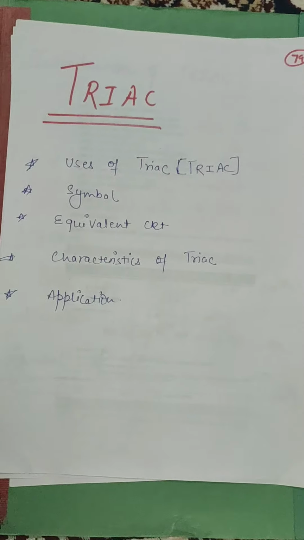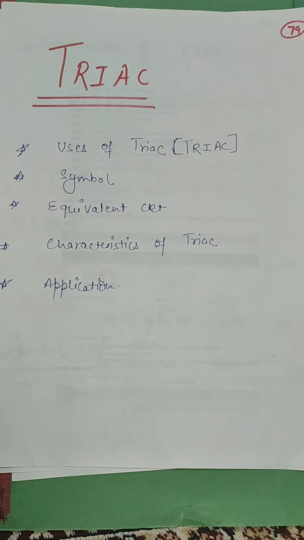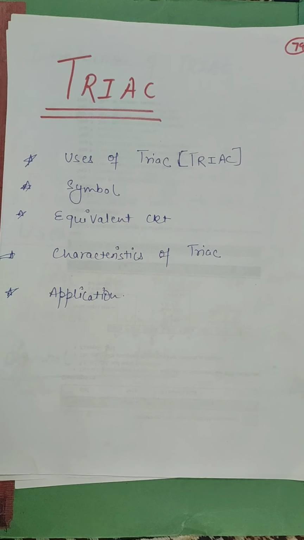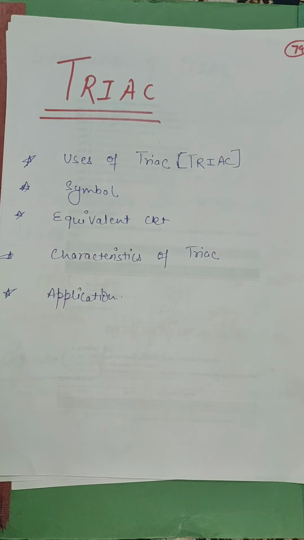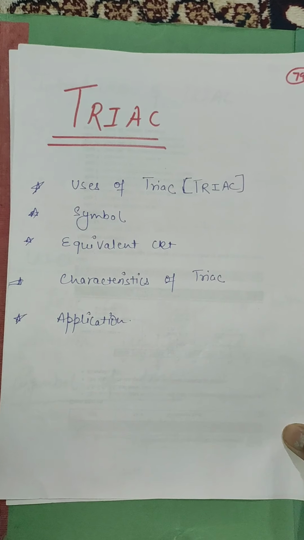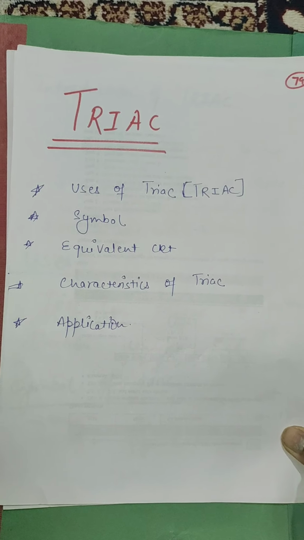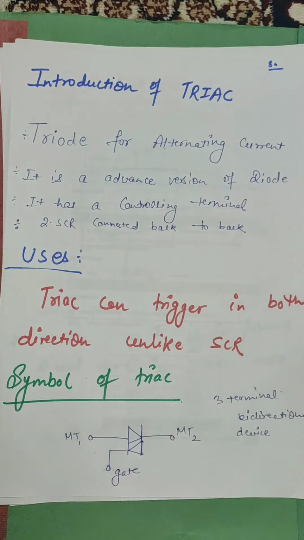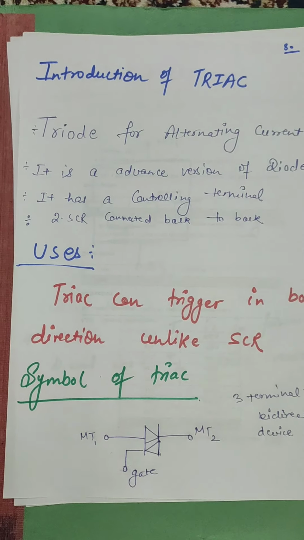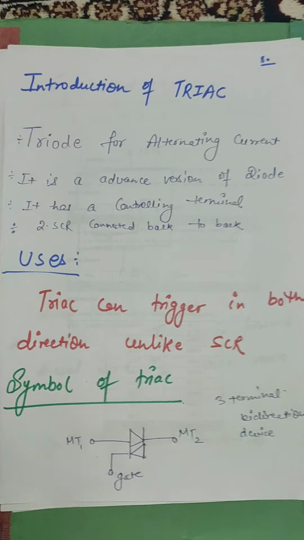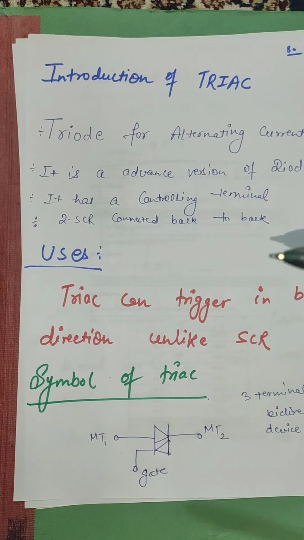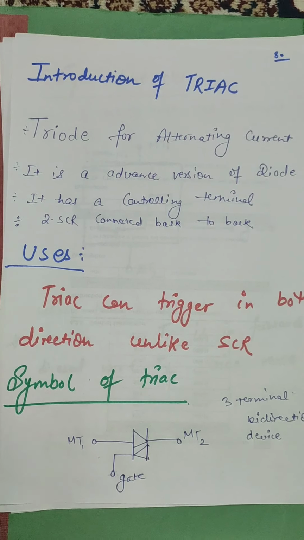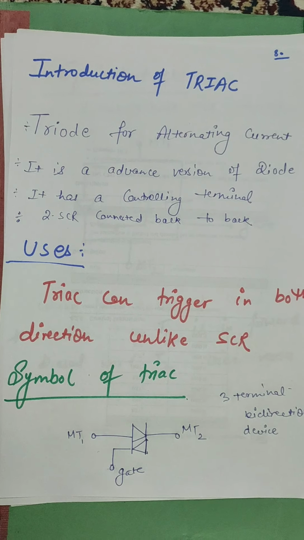Now the triac. My session outline for the triac: uses of triac, symbol, equivalent circuit, characteristics of triac, and applications of triac. The diac is used to trigger the triac, basically. This is the triac. Triac is also known as triode for alternating current. It is an advanced version of the diac.